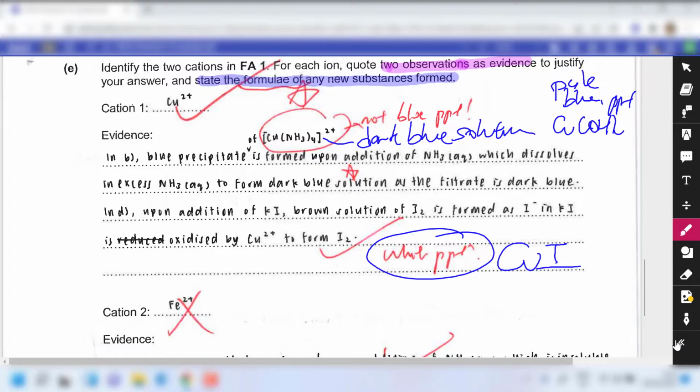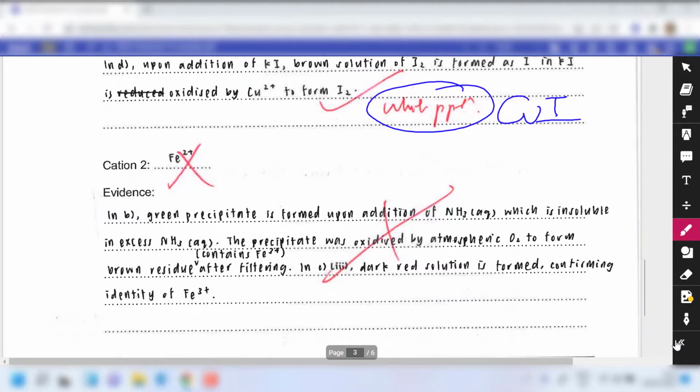Broadly, the evidences: one is the dark blue solution, and then give the formula, and then the pale blue ppt when you added the sulfuric acid dropwise. And of course the characteristic reaction involving copper 2 and iodide, giving the characteristic copper 1 iodide. Make sure you state the formula. The reason why a lot of you didn't get the tick is because you forgot to state the formula. Then your cation iron 2 is actually iron 3 and not iron 2, which I've mentioned many times in the review lab video, so you can refer to that.